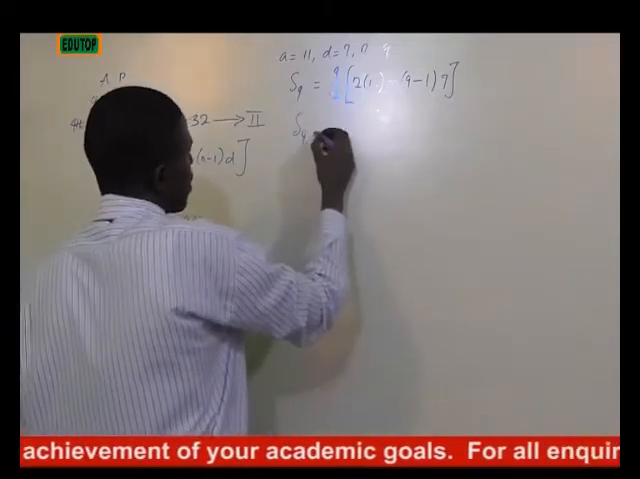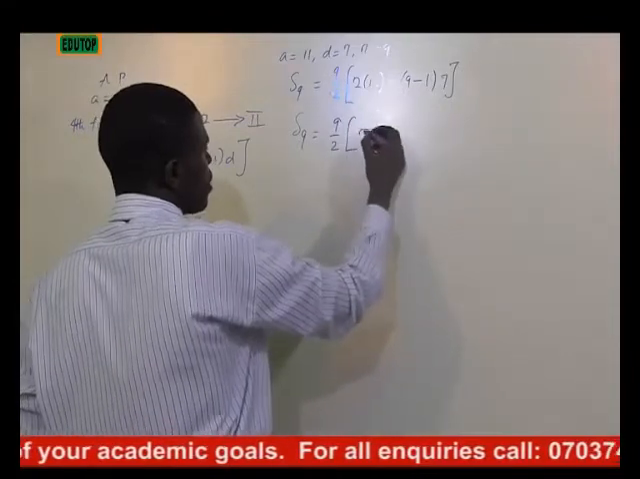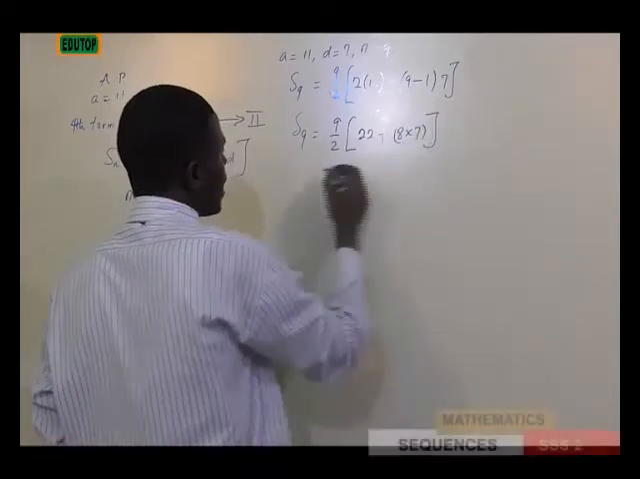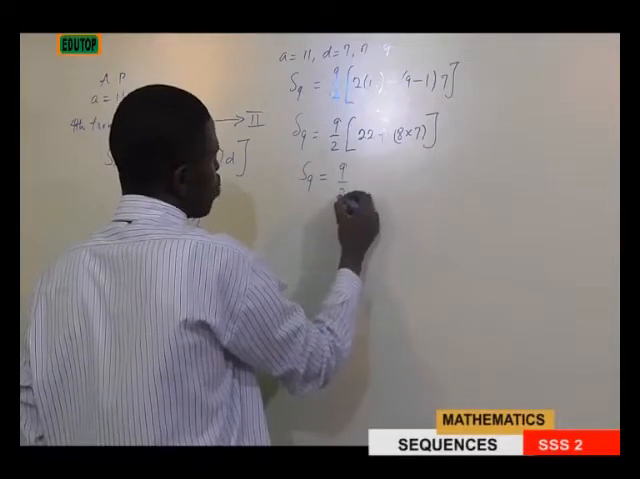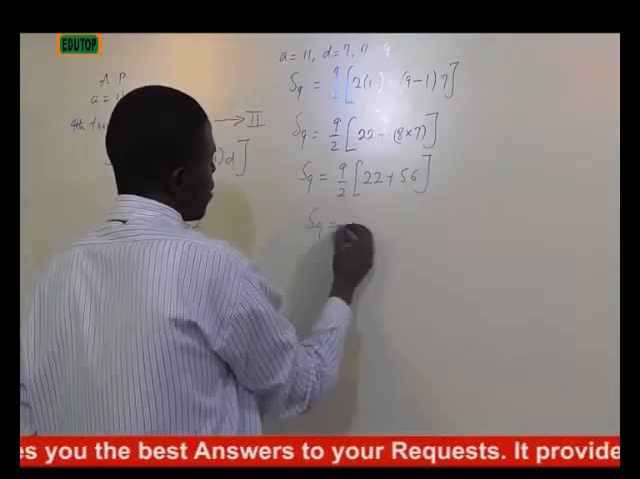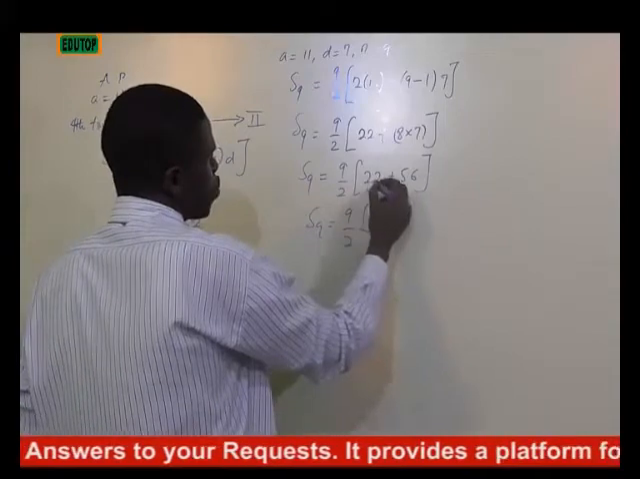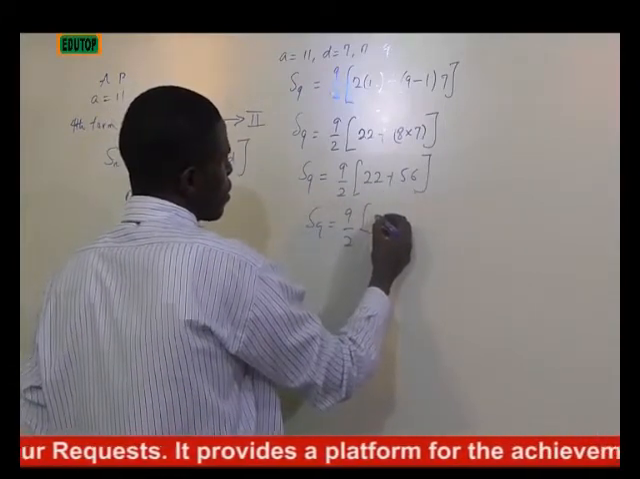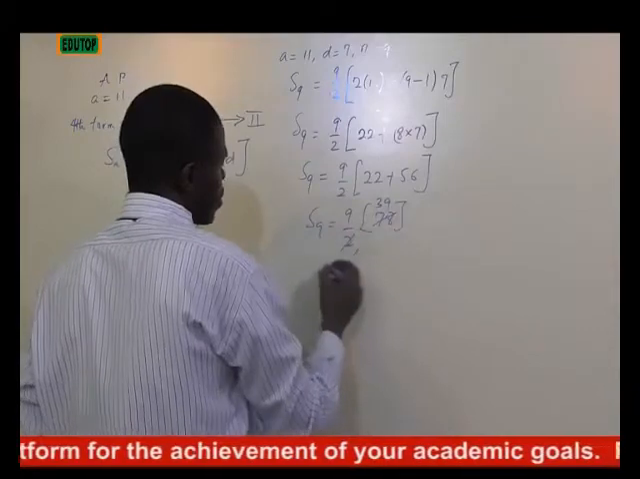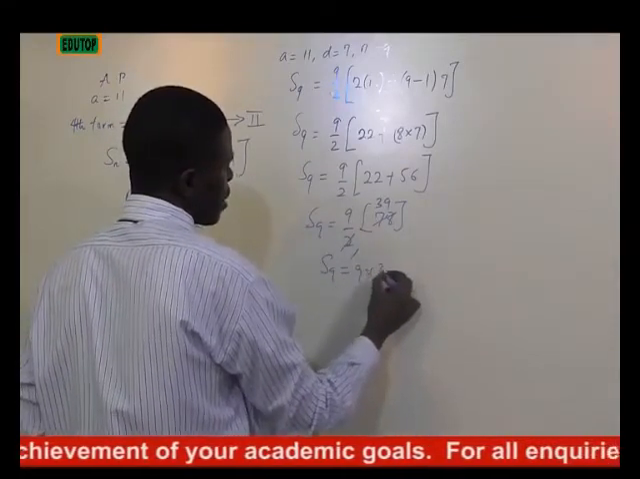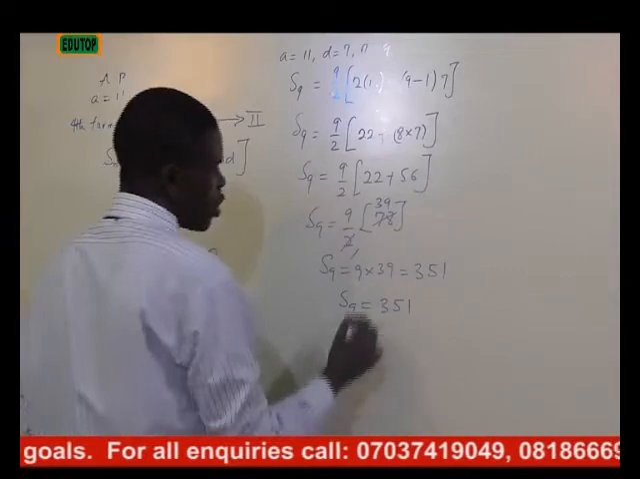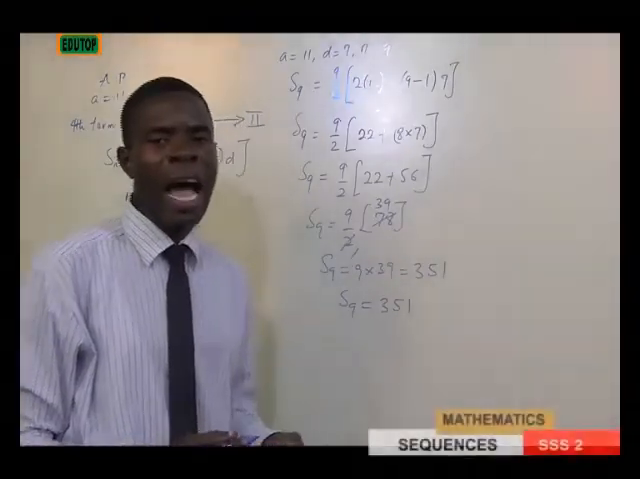So here we have succeeded in inputting all the known parameters. So S9 will now be 9 over 2. Then we evaluate this. This gives us 22 plus 8 times 7, and 8 times 7 is 56. So you have 9 over 2 into 22 plus 56, which gives 9 over 2 into 78. So 2 into 78 is 39. So we have S9 equal to 9 times 39, and that is 351. So the sum of the first 9 terms is 351.